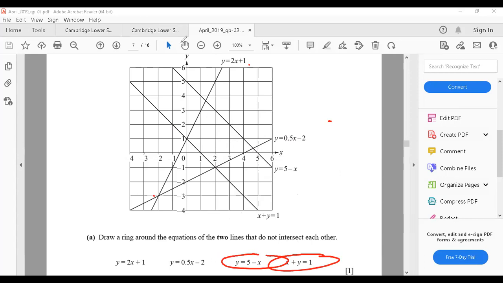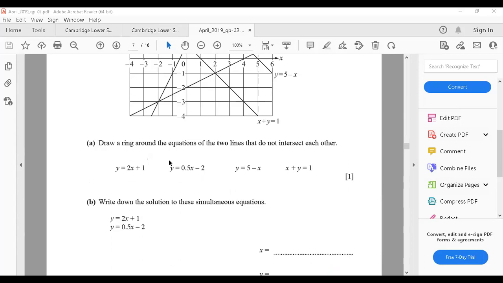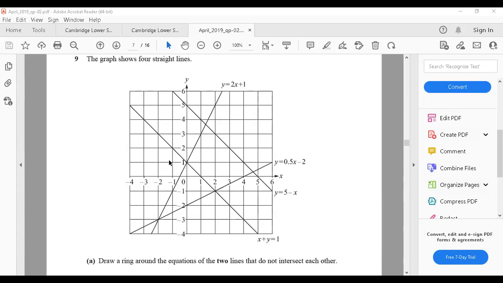This line and this line, both are parallel. Okay. Write down the solution to this simultaneous equation. How can I write the solution for 2x plus 1 and half x minus 2? This one and this one.